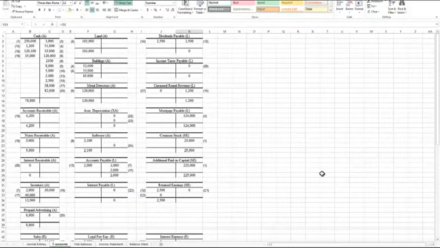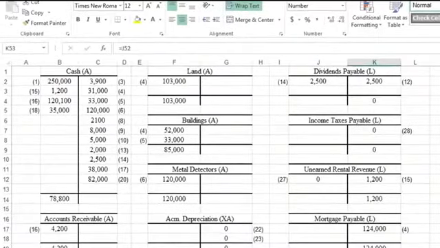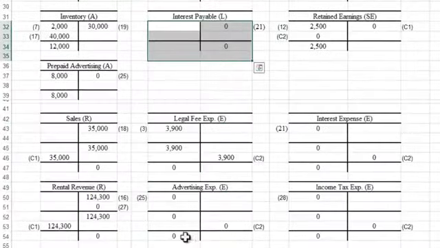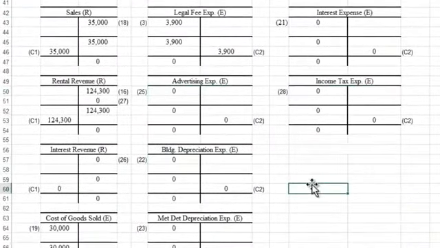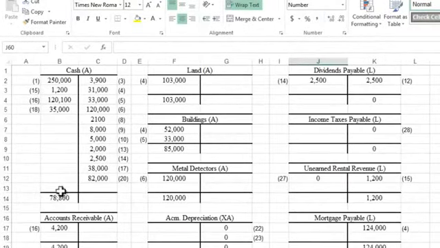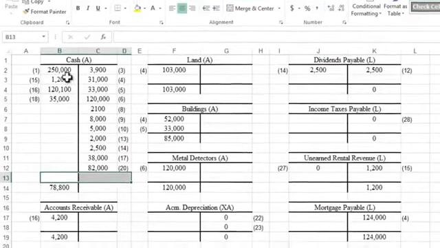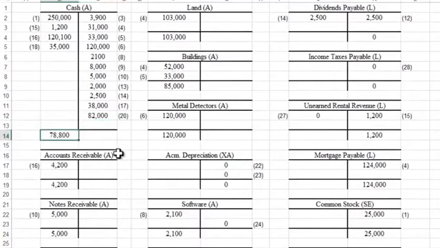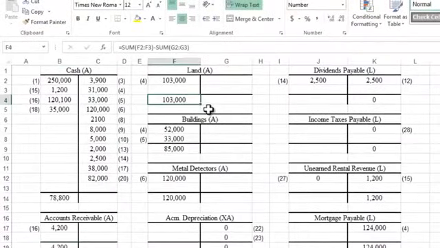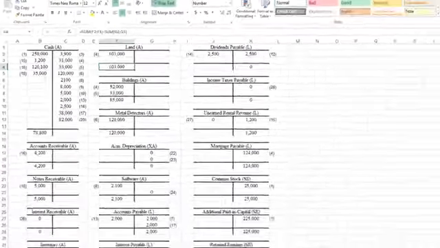I've been showing you the T accounts one by one, but here's what they would look like all on the same page. You'll notice that there are some T accounts which have nothing in them yet. These are things that we're going to work on in a later video when we talk about adjusting entries. But for all the other T accounts, what you'd want to do is draw a line and come up with a balance for each account. So we have $78,800 in cash, $4,200 in accounts receivable, $103,000 in land, and so forth.